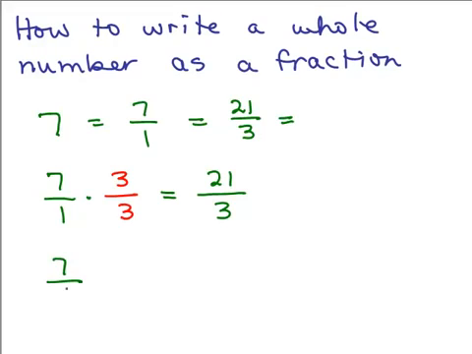Let's do it a different way. How about if I wanted to have a different denominator? You could pick anything you want for the denominator. Let's say you wanted the denominator to be 8. I would like to have an 8 in the denominator. So what would I multiply the 1 by to get that 8 in the denominator? Well, by 8. And of course, whatever you multiply the denominator by, you have to multiply the numerator by.